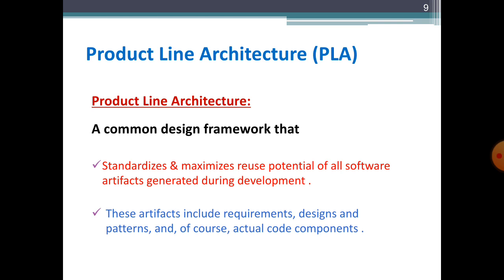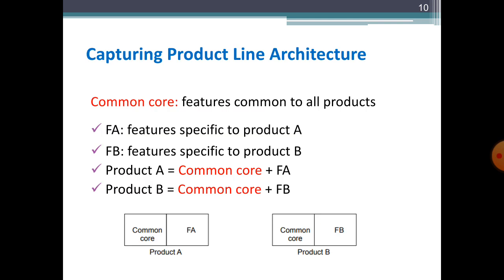So students, now we are moving toward the specific architecture and design aspect of software product line. So product line architecture is basically a common design framework which standardizes and maximizes the reuse potential of all software artifacts generated during the development. So these artifacts which are generated during the development involve requirements, design, different patterns, of course the actual code, components and documentation as well. So in the next diagram you can get a clear idea of what the product line architecture actually is.